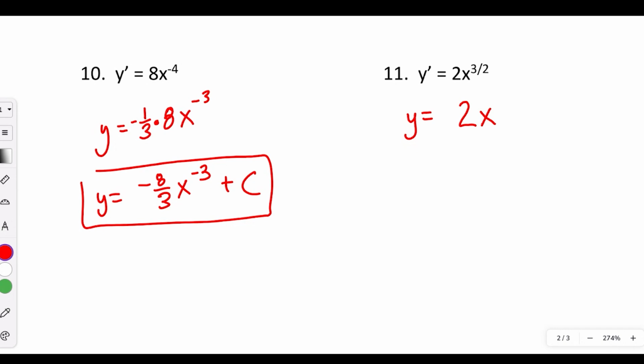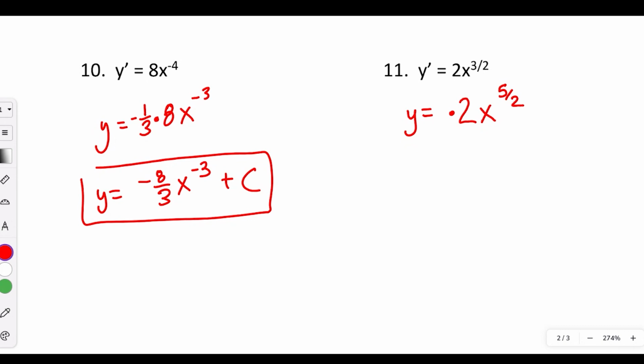What if I increment 3 halves? What's 3 halves plus 1? 5 halves, all right? But I need to sort of balance that out, right? Because if I were to differentiate this and bring down that 5 halves, 5 halves times 2 is 5. That's not 2. So I need to multiply by the reciprocal of whatever that new exponent is. So I'm going to multiply this by 2/5.